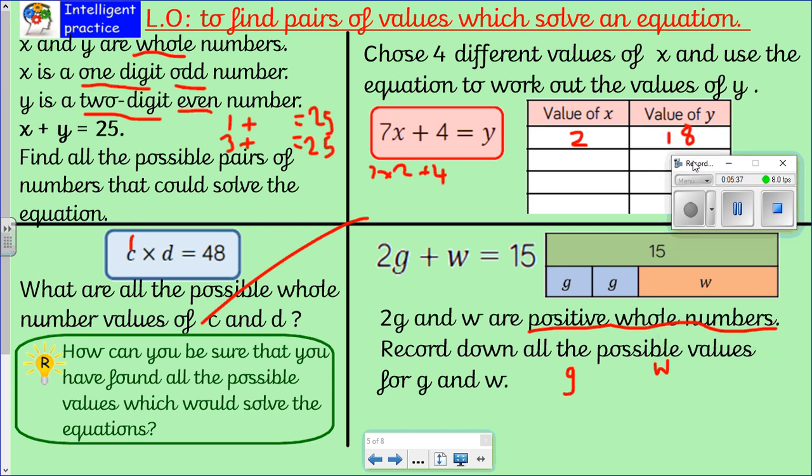I didn't even realise that recording thing was still there. It can just stay there. So, possible values for g. I'm going systematic. G is 1.